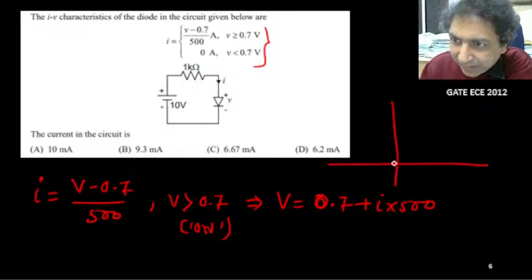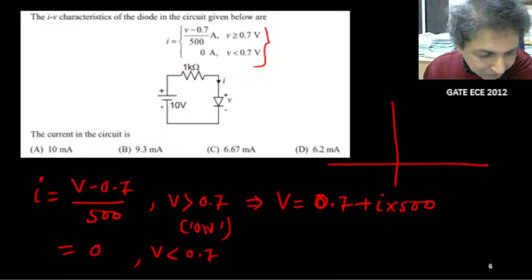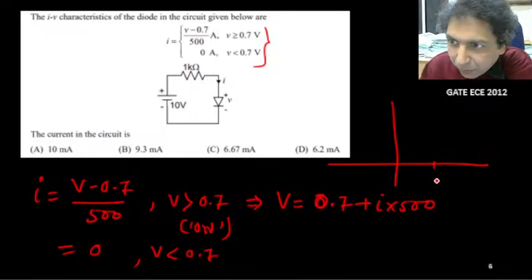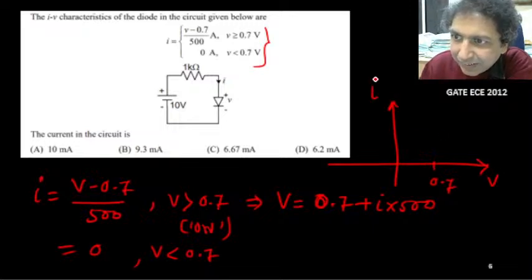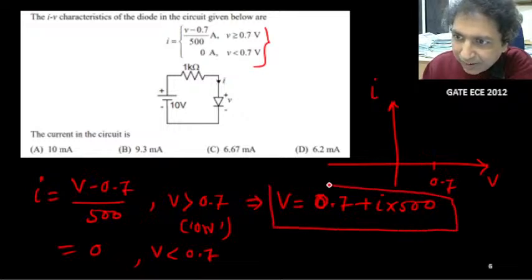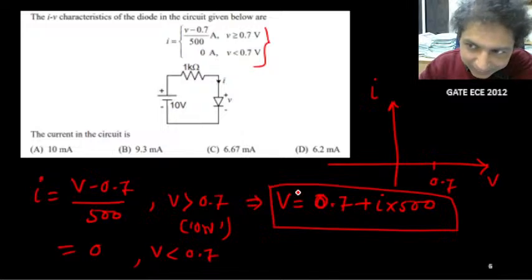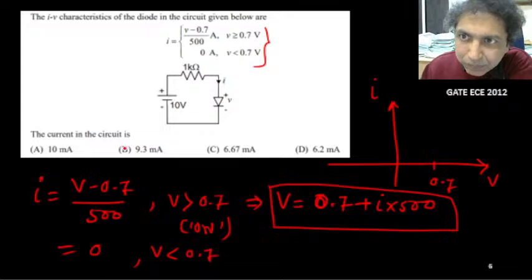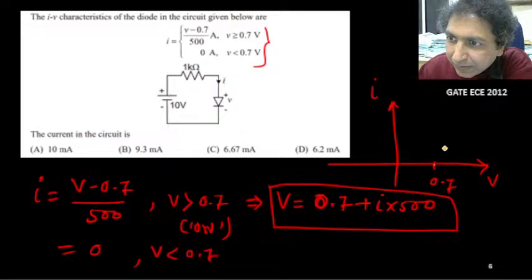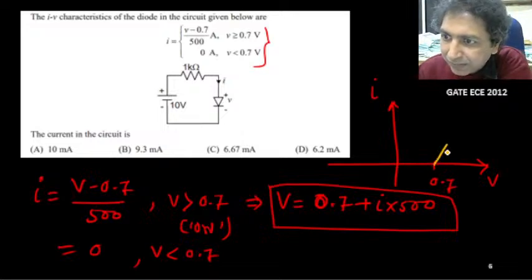Left hand side it is as it is 0. So you can see that it is given 0 when V is less than 0.7 volt. Okay, so this is your 0.7 volt. This axis is your V and this is the current. So this equation shows that it is a straight line again. But what is this straight line? I can consider that beyond 0.7 it is having one resistance.